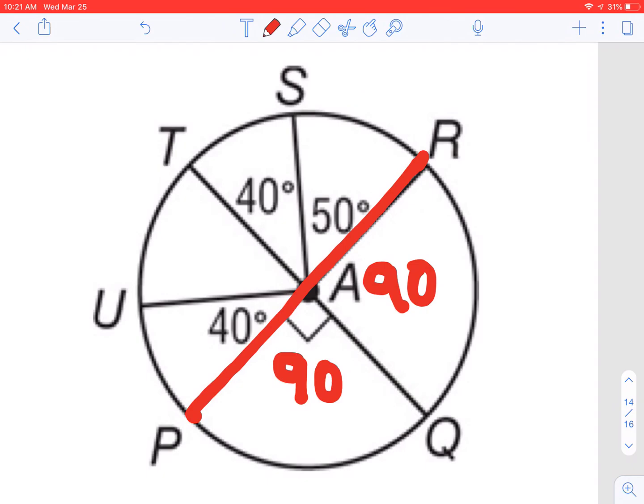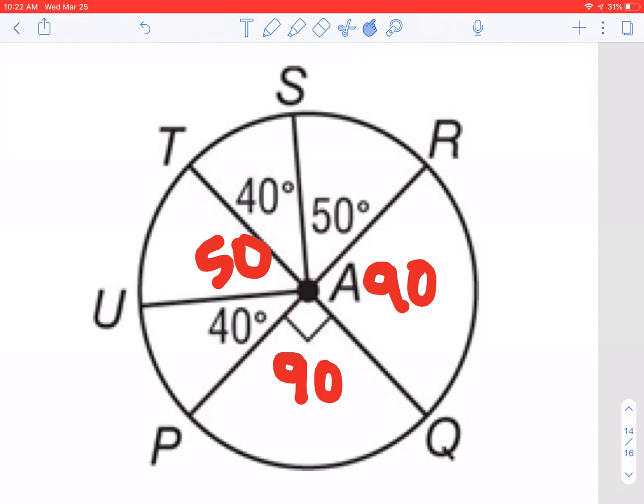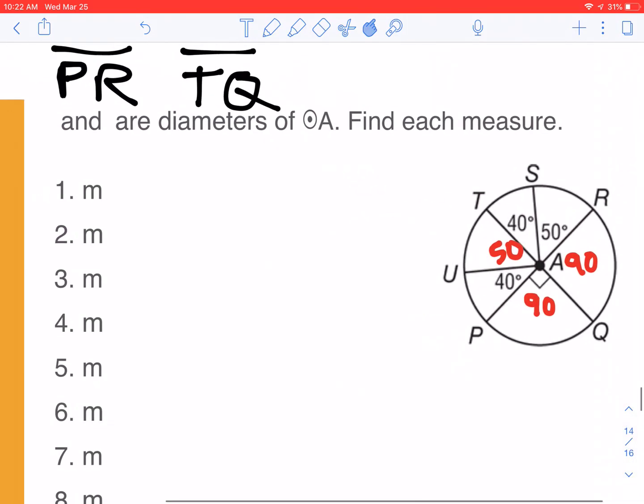Then I have one more missing angle here. 50 plus 40 is 90. That means this other side has to be 90. 90 minus 40 is 50. I'm going to erase my semicircle. And now I have all my angles.